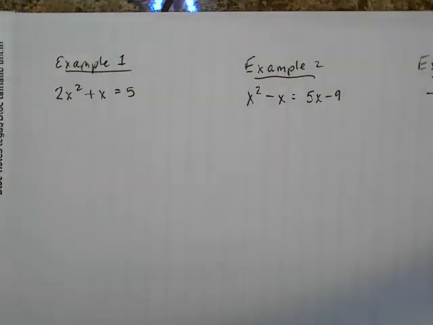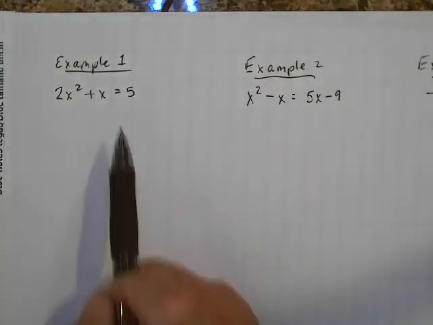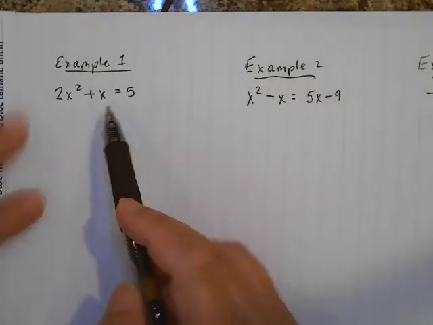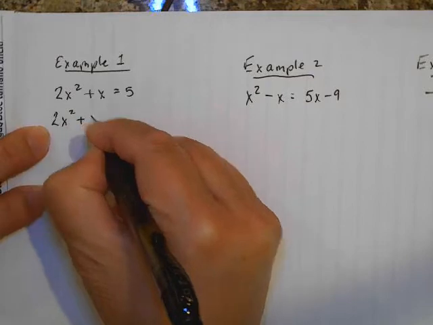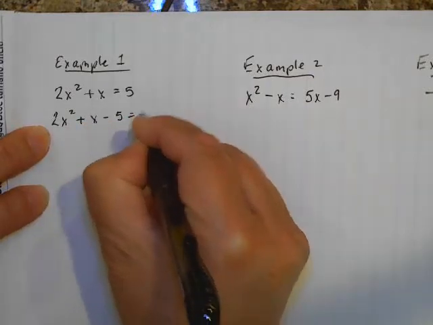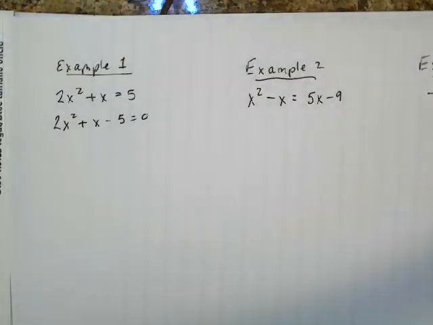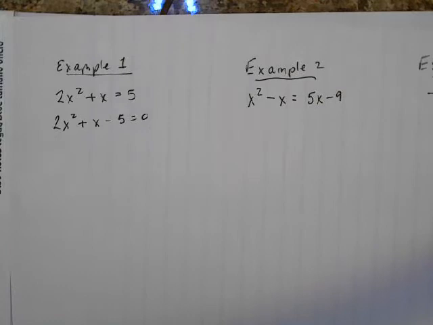I'm going to solve this by using the quadratic formula. So I'm going to start by putting this in standard form. So I've got to move the 5 to the other side. So 2x squared plus x minus 5 equals 0. And if we tried to factor this one, it wouldn't factor. So we're going to use the quadratic formula.